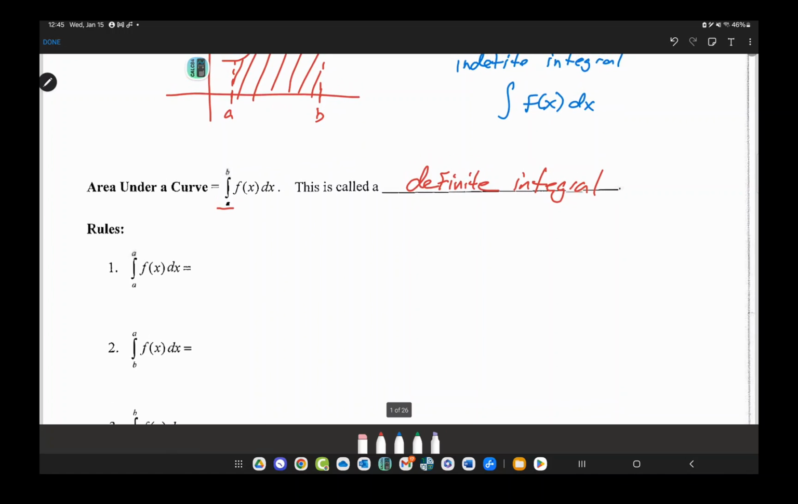So, there are some rules. If my lower and upper bound is the same value, what would the area be of that line? 0. There's no area of lines. Lines don't have area. So, it equals 0.